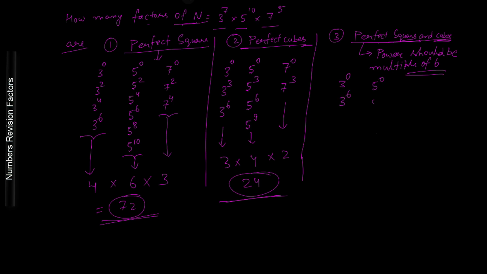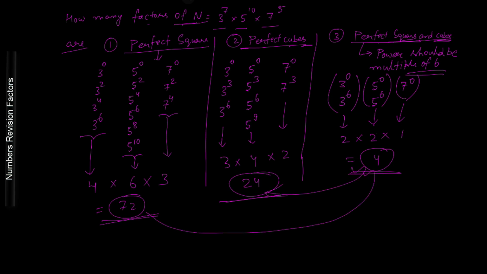5 raised to 0 and 5 raised to 6, 2 possibilities. And 7 raised to 0. All right. So how many combinations do we have? 2 into 2 into 1. All this can be counted mentally also. So 4 factors. Now here you need to understand that these 4 factors are included in this 24 and these 4 factors are also included in this 72.